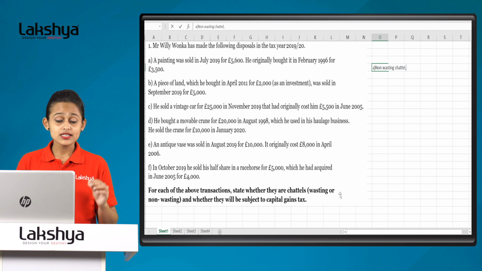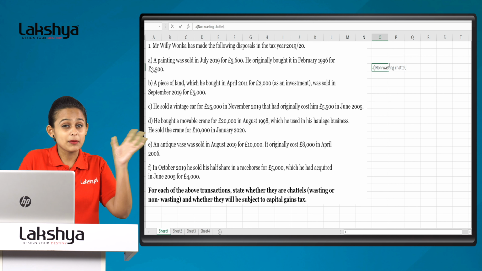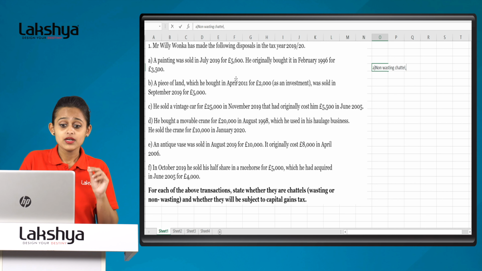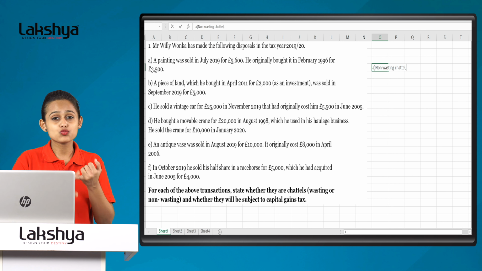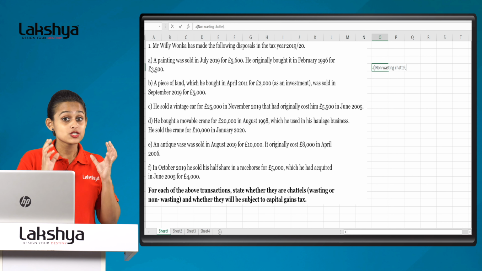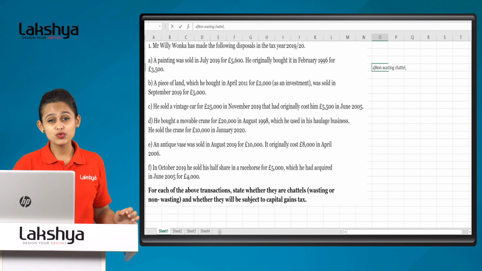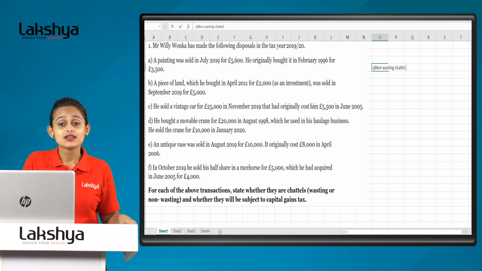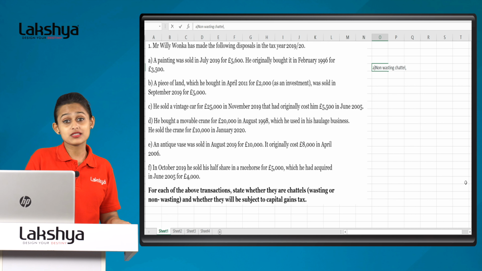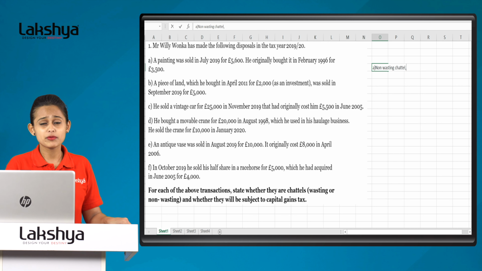Then, next thing is it subject to CGT? That is, is it exempt? Let's take a look. Non-wasting chattels, we know we have to apply that rule, right? Now, let's see here. The painting was sold for 5,600 and bought for 3,500. Do you remember in non-wasting chattel there was case 1, case 2, case 3? As per this question, this is coming under which category? Actually, it is coming under case 3, where both proceeds and cost are below 6,000. If both proceeds and cost are less than 6,000, then you know it is exempt.